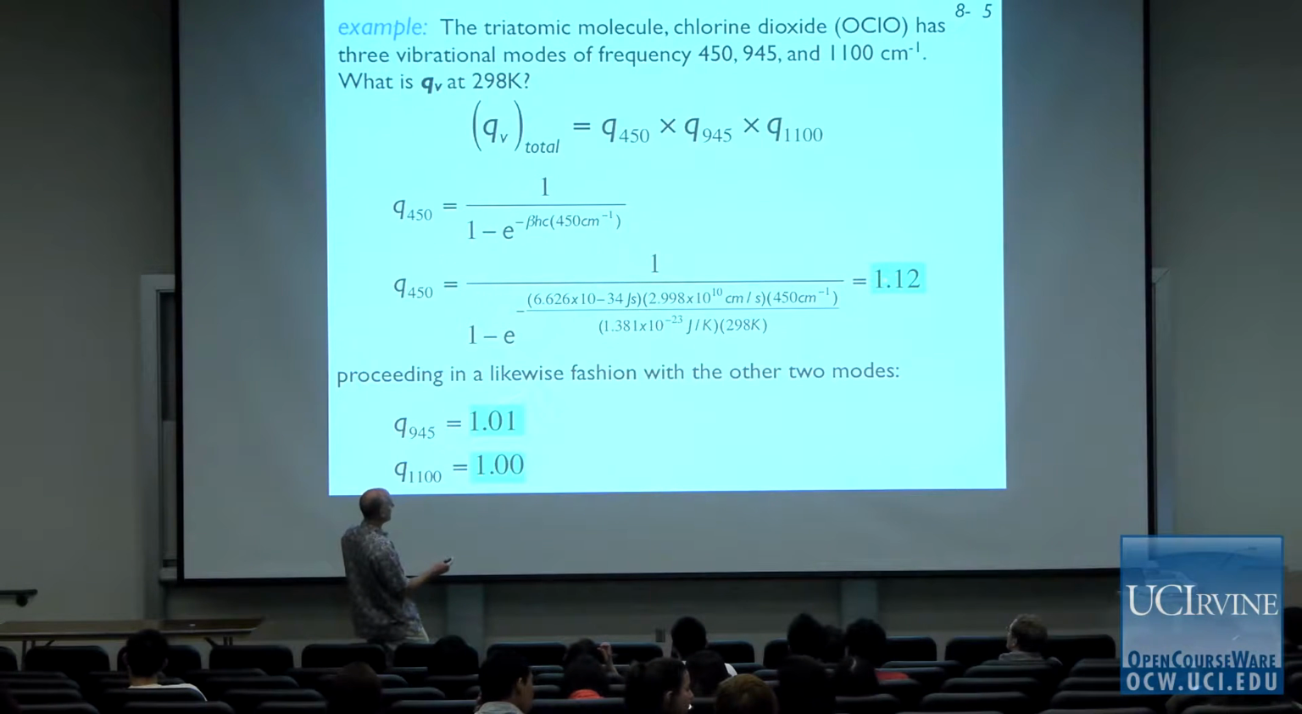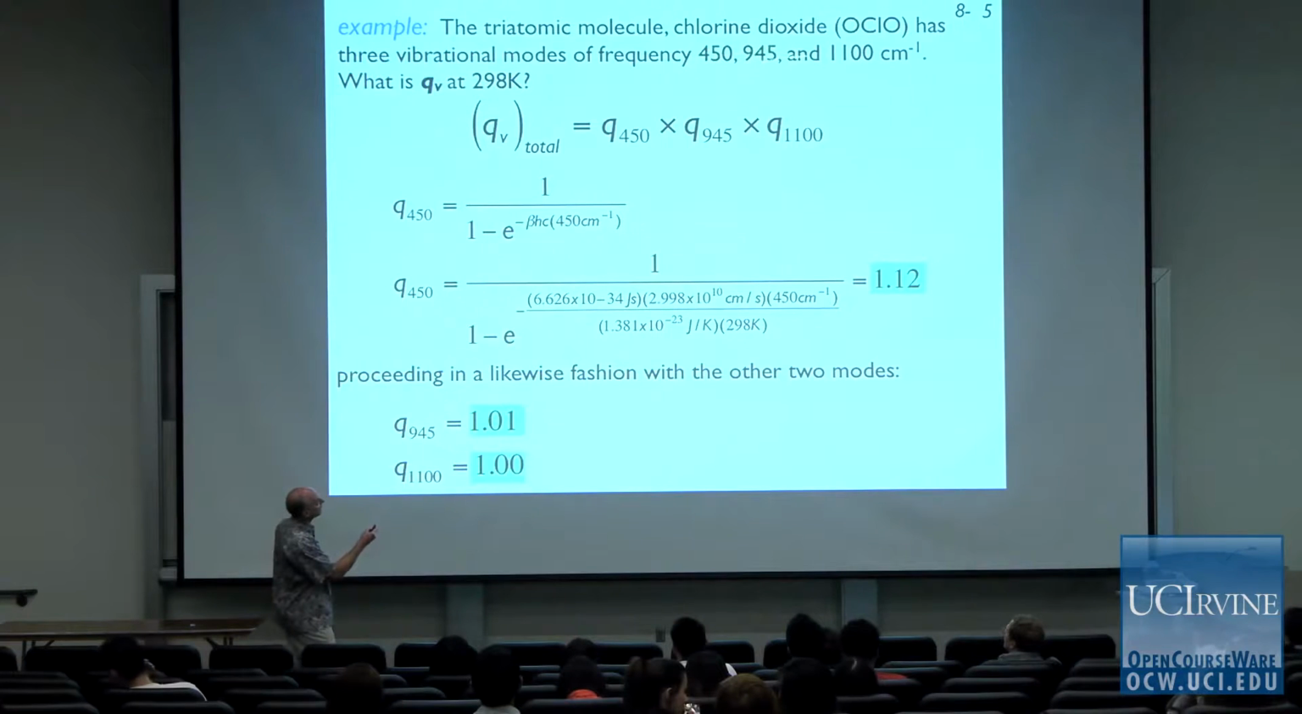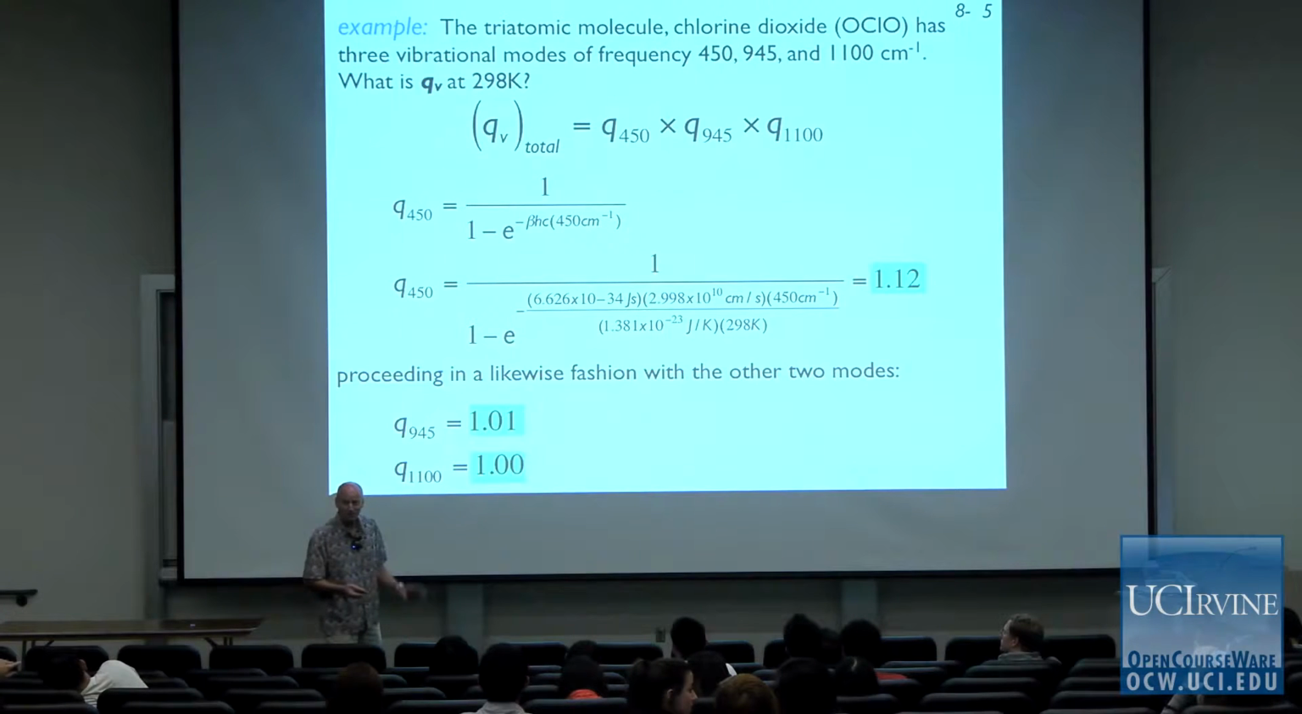And so we can calculate this partition function using the equation we derived on Monday, and here's what that looks like. And we got these numbers, 1.12, 1.01, 1.00, and these numbers make sense to us mainly because we know the thermal energy at room temperature is 200 wave numbers. And so we don't expect these modes to be super occupied, right? Because 200 wave numbers is a lot less than 450 or 945 or 1100, and so these numbers sort of qualitatively make sense to us, but we don't have a lot of intuition about this decimal place at this point.